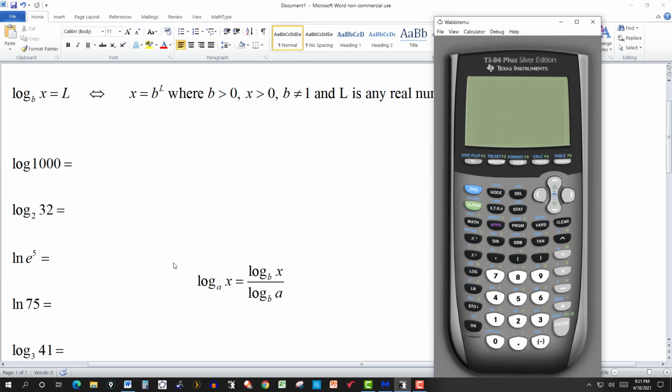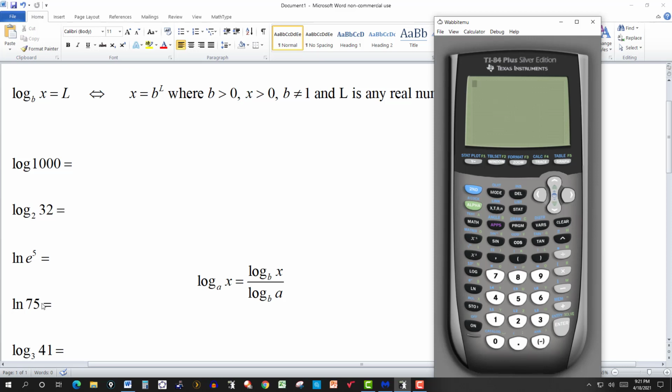The next one is natural log, ln, remember the base is e. So in this case, e to the 5th is equal to e to what power? Well, 5, right? So no calculator needed. The base here is e. So when the base and the number are the same, the answer is going to be the exponent.